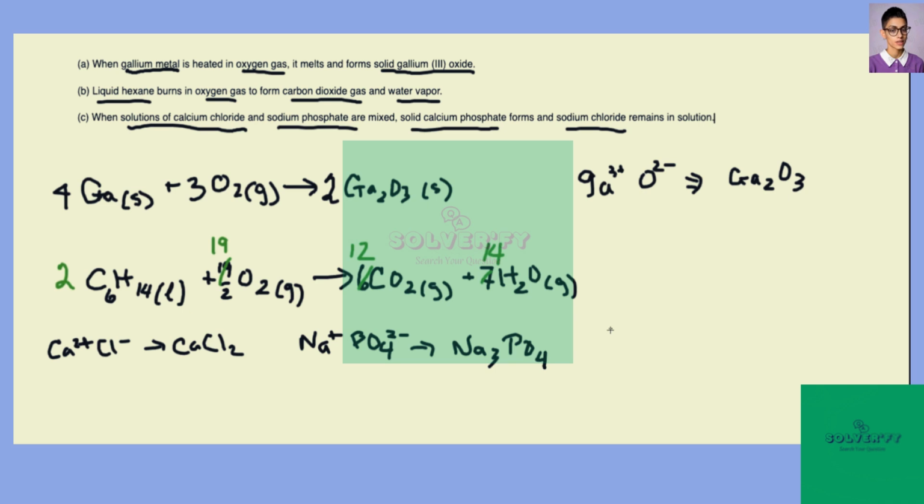Calcium phosphate is Ca2+ combined with PO4 3-, or Ca3(PO4)2. And finally, NaCl is Na+ and Cl-, or NaCl.